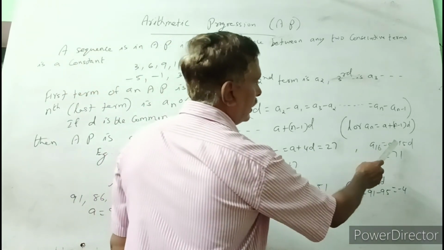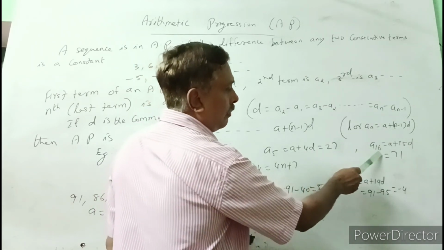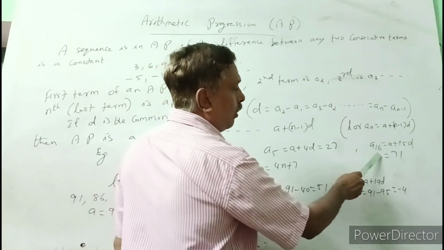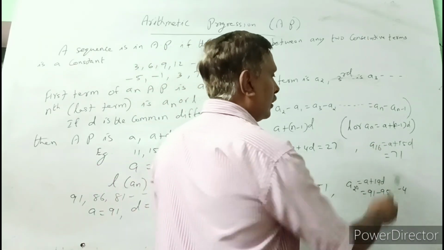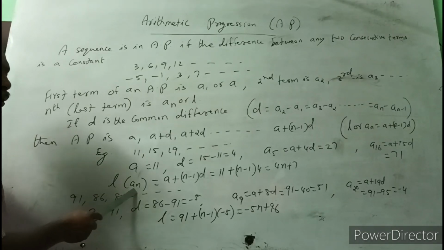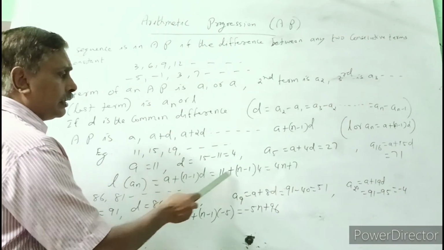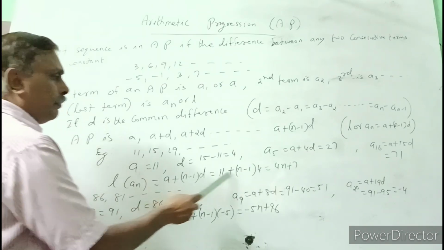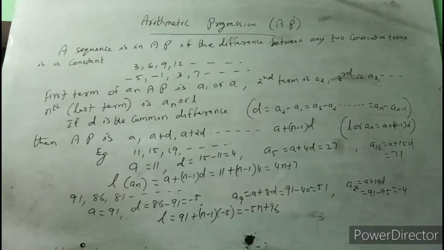A16 means A plus 15D. 16 minus 1 is 15. Whatever the number written here, reduce 1 from it and write D there. A plus 15D. Similarly, calculate, it becomes 71. If I want the last term, or AN, L or AN, A plus (N minus 1) D, substituting the values, A is 11, D is 4, opening the bracket, we will get 4N plus 7.